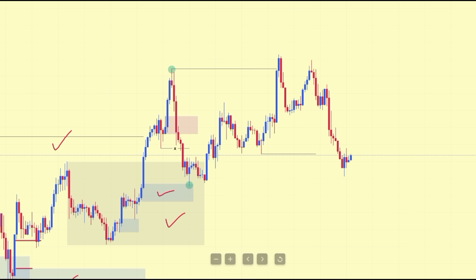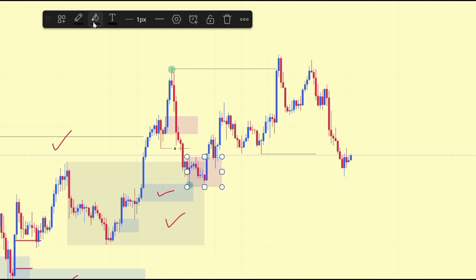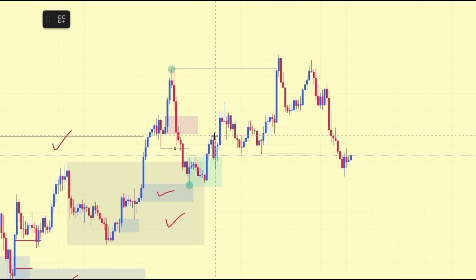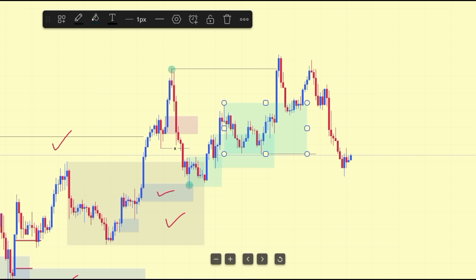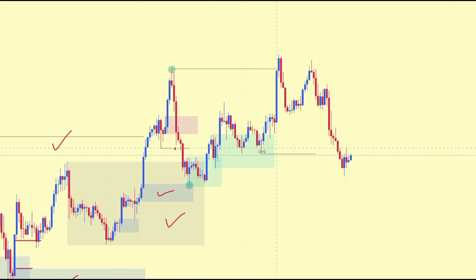So if I am to mark the order flows, we can clearly see that this one here was the origin order flow, and it is already mitigated. So getting to this next order flow, we can clearly see it is also mitigated, and this one here is also mitigated. So in this case, we don't have any valid order flows. So this makes sense to just stick with the order blocks.